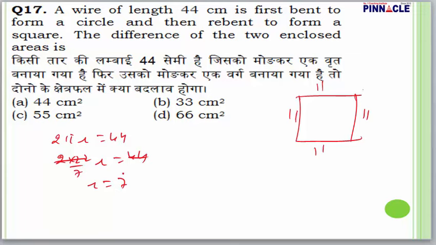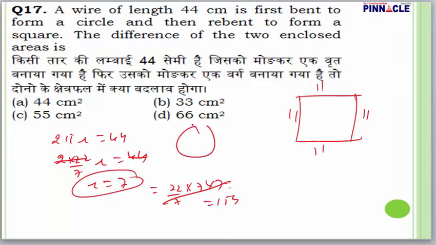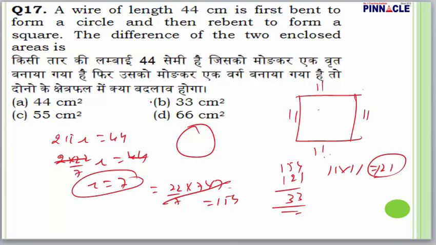The difference of the two enclosed areas: the area of the circle is πr², that is 22 by 7 into 7 into 7, which is 154. The area of the square is 11 into 11, that is 121. So the difference between 154 and 121 would be 33. Answer is B.